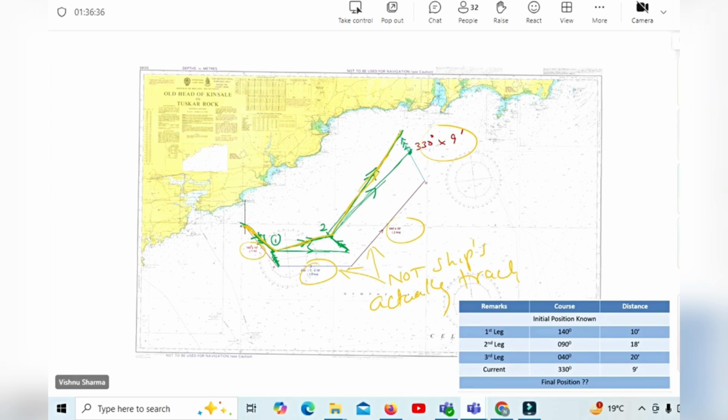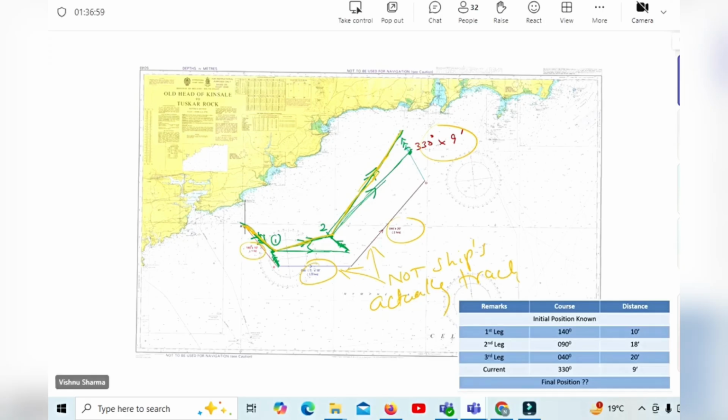Class, am I clear? Clear, sir. But since the question did not want my actual track, the question wanted my final position, I did not waste time in allowing current for each leg. I just allowed it for the total duration at the end, and I got my answer E directly.